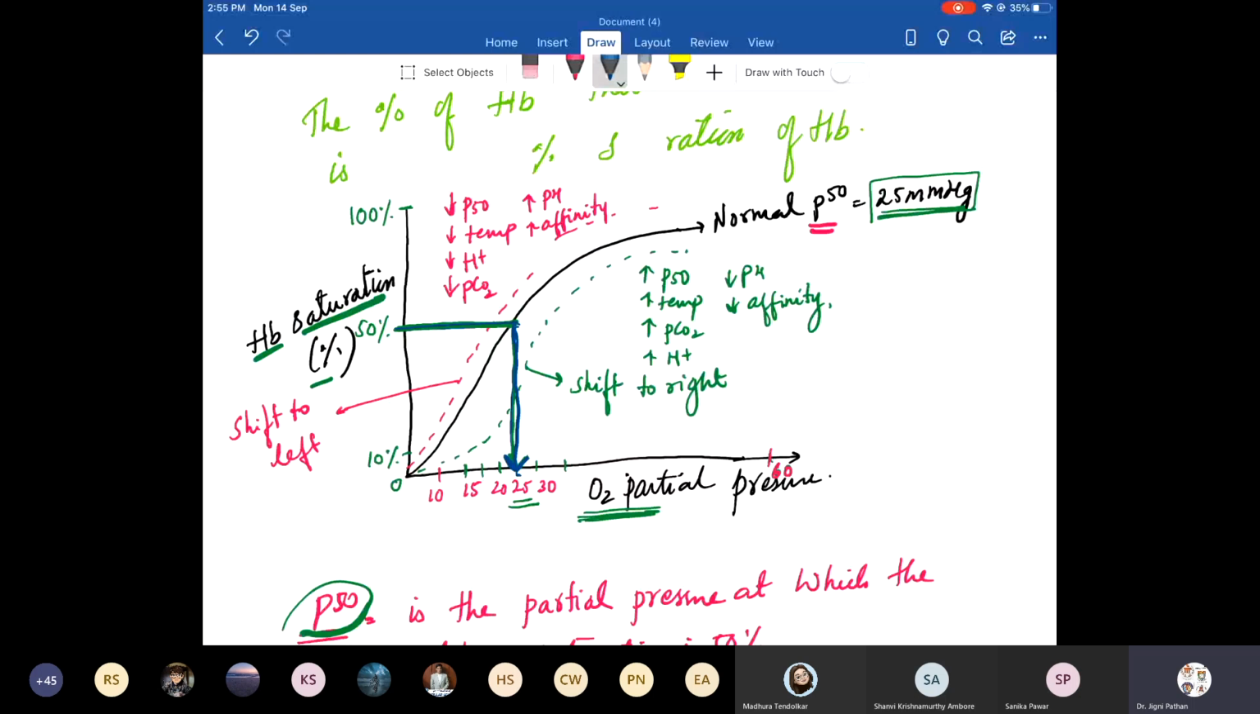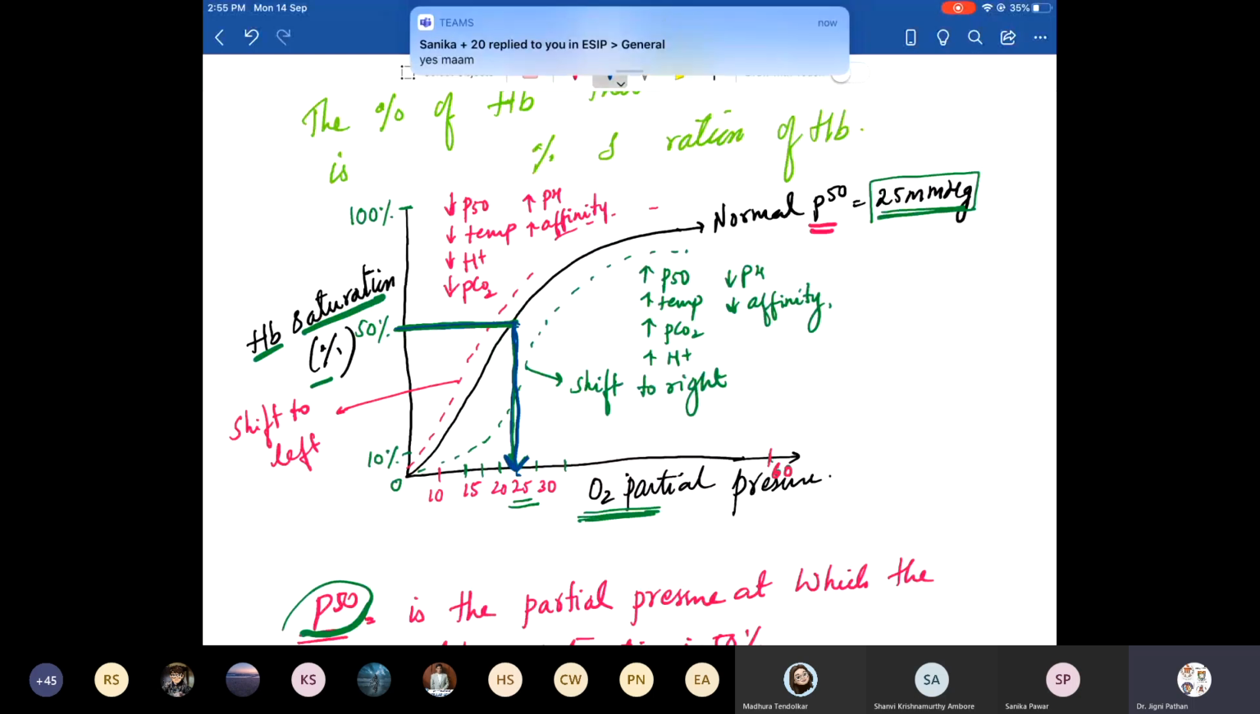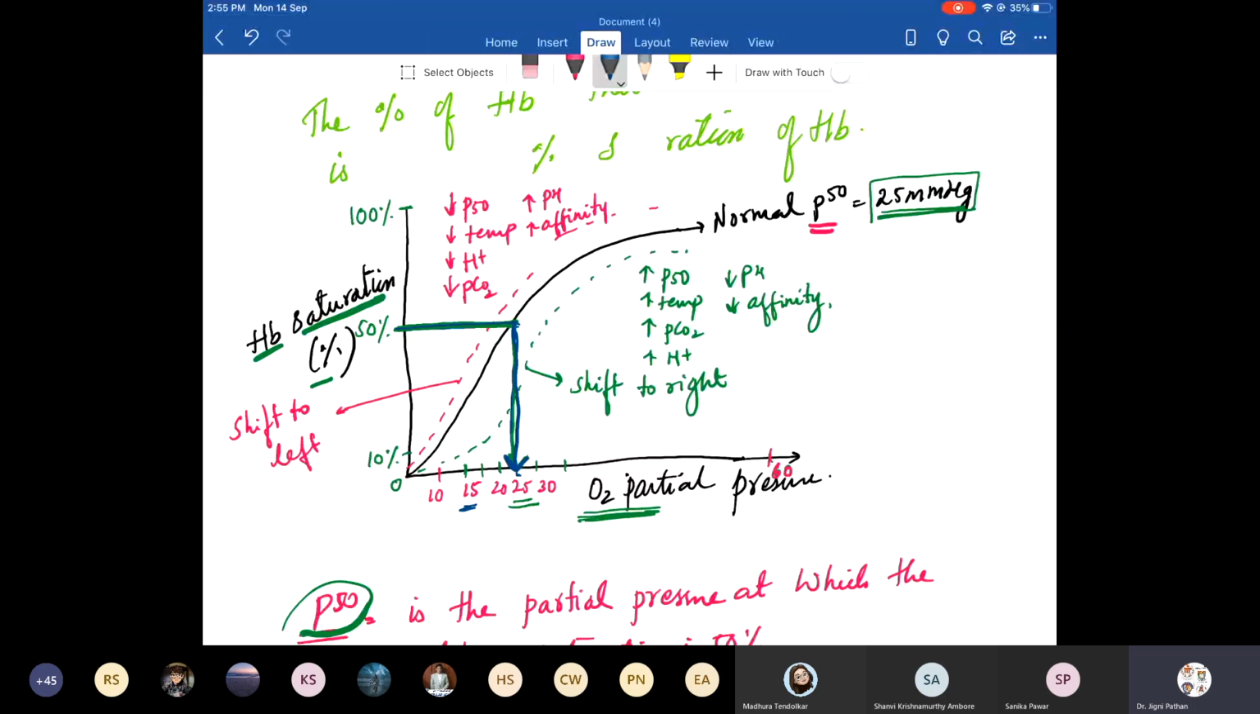See, whenever the partial pressure is less, whenever partial pressure goes from 25 to 15, then the graph shifts to the left. When temperature is less, when pH is less, when partial pressure of carbon dioxide is less, when all these components are less, and hydrogen ion concentration is less, partial pressure of carbon dioxide is less, at that moment what happens? What happened to the partial pressure? Partial pressure will be less, right? So it will come somewhere here.